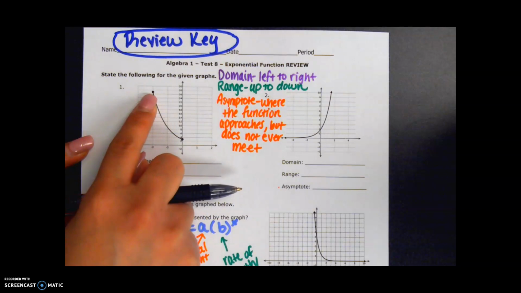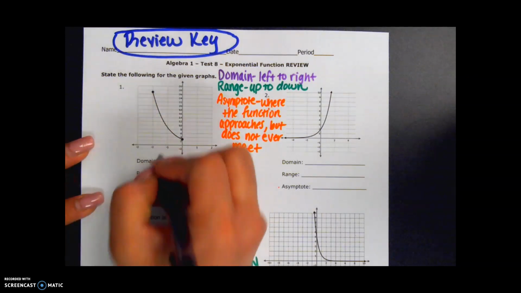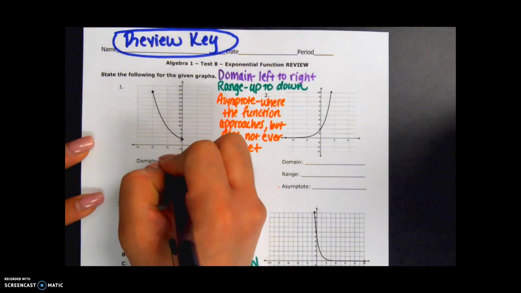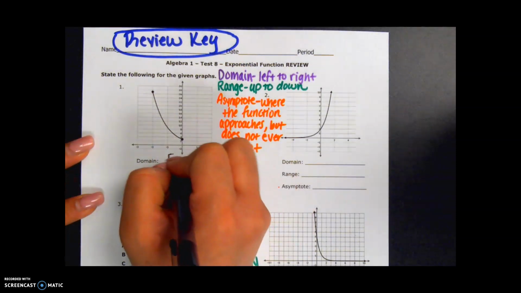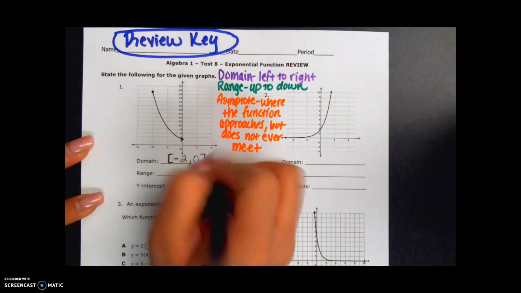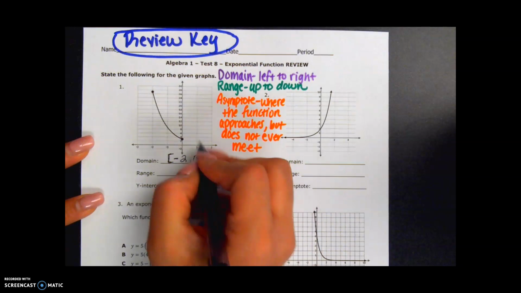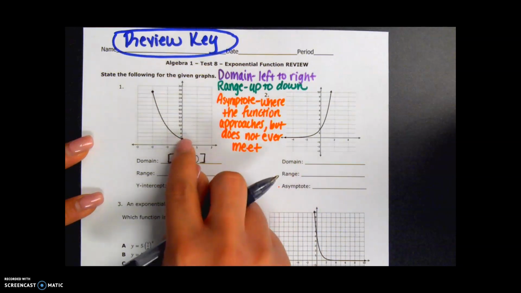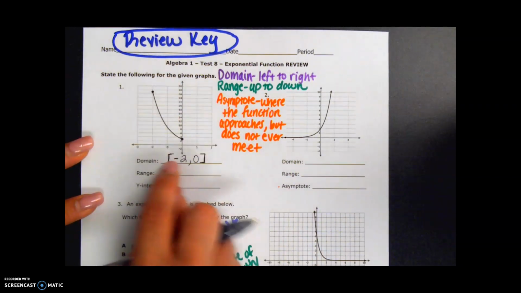And since my dots are closed, they are not open, I'm going to have little brackets like so. Brackets from -2 to 0. Now, if one of these dots were open, it wouldn't be a bracket, it would be a parenthesis, but since they are closed dots, I do brackets.